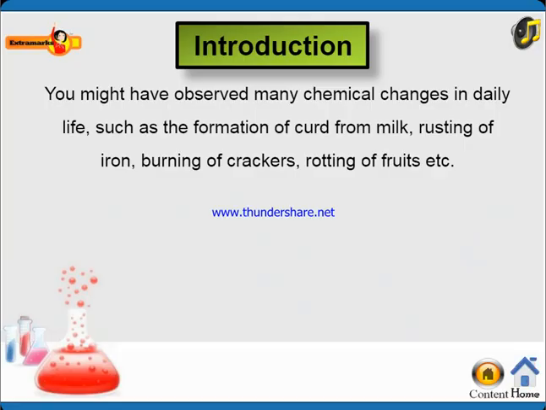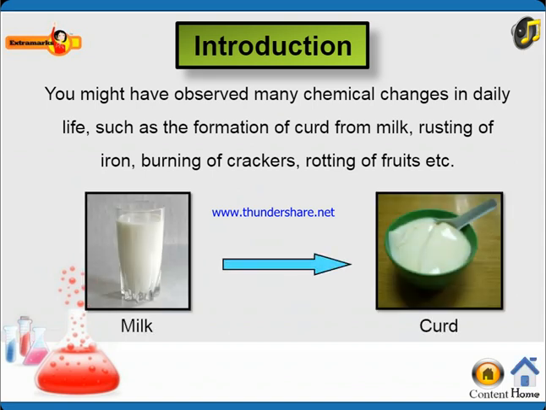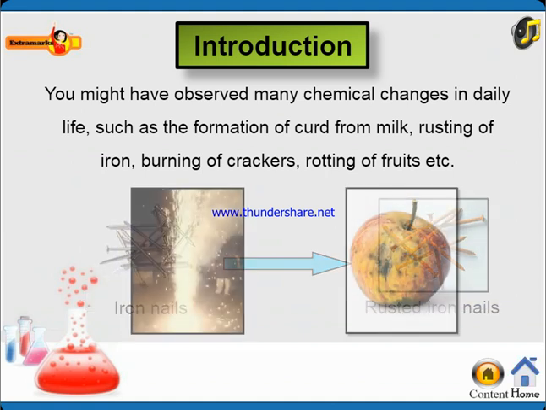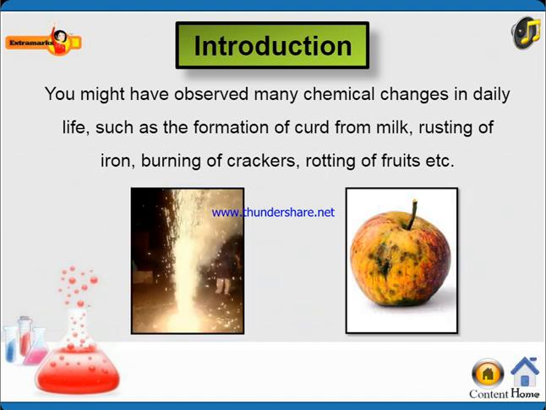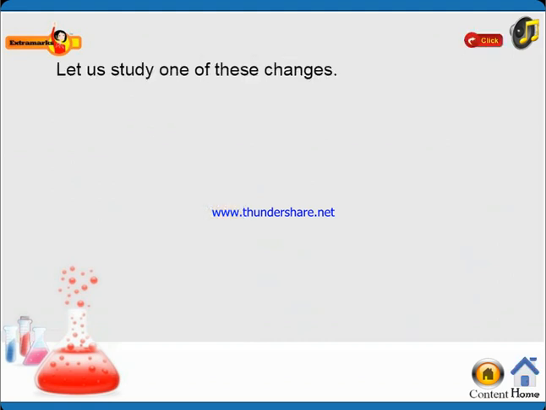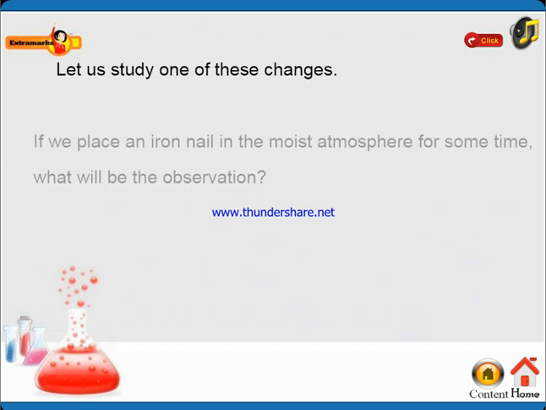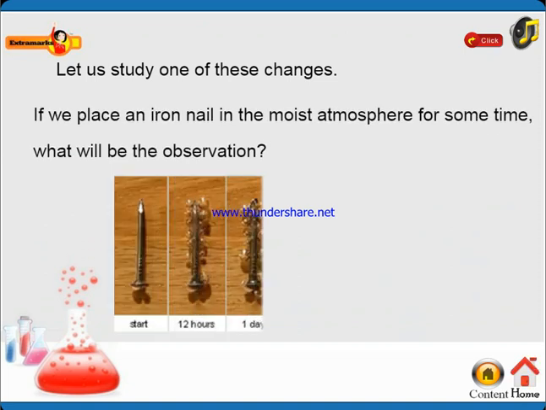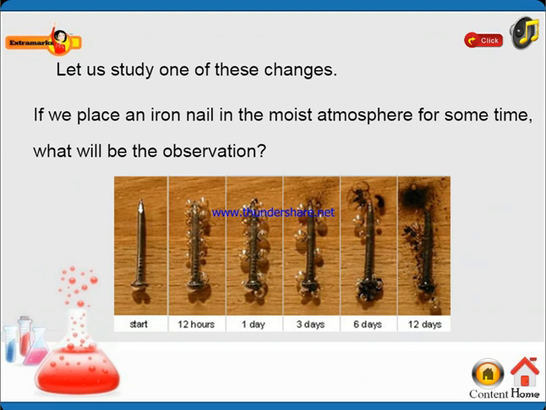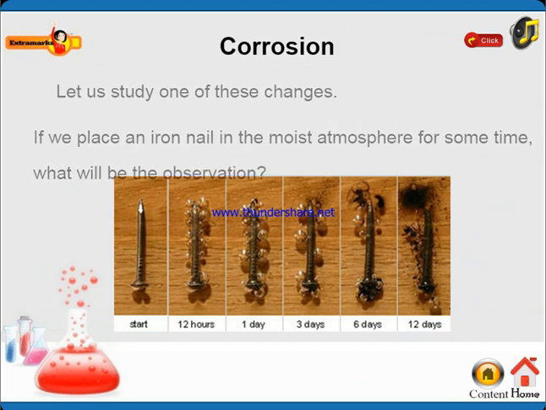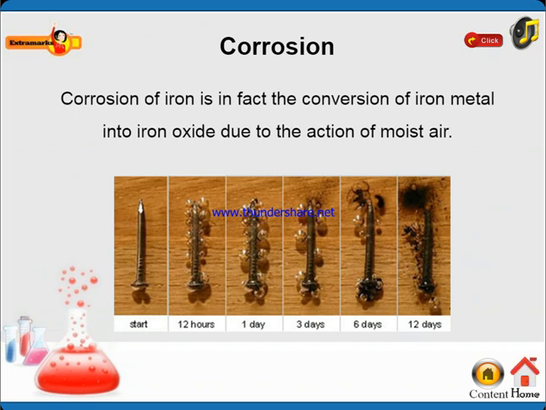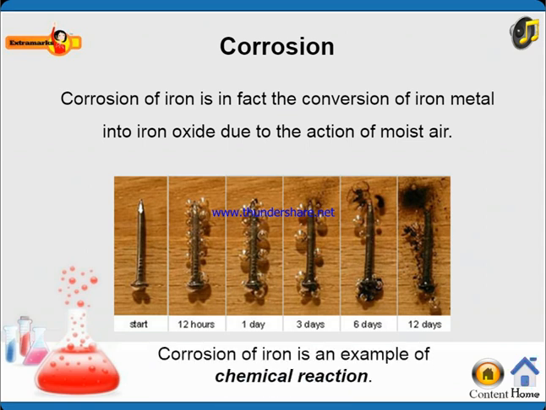You might have observed many chemical changes in daily life, such as the formation of curd from milk, rusting of iron, burning of crackers, rotting of fruits, etc. Let us study one of these changes. If we place an iron nail in the moist atmosphere for some time, what will be the observation? Corrosion. Corrosion of iron is, in fact, the conversion of iron metal into iron oxide due to the action of moist air. Corrosion of iron is an example of chemical reaction.